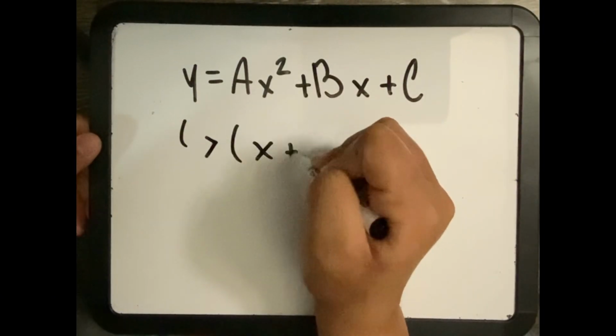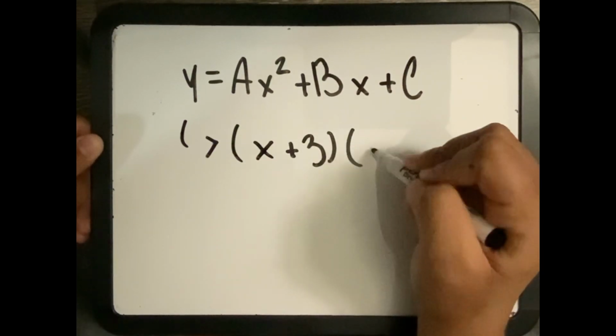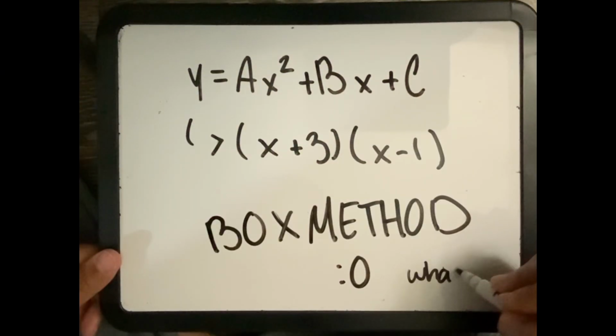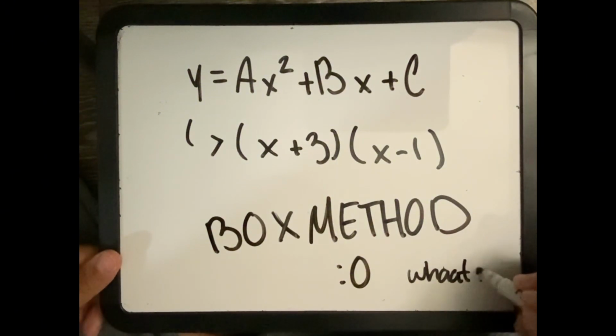You have to keep in mind a quadratic won't always be given in standard form. It might come in factored form or vertex form, so we'll need to rewrite it. And we could do this by using the box method.